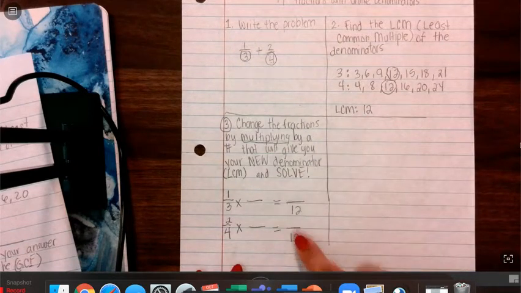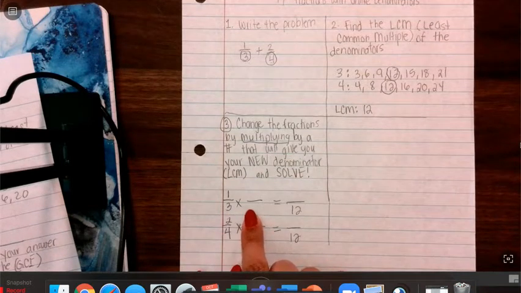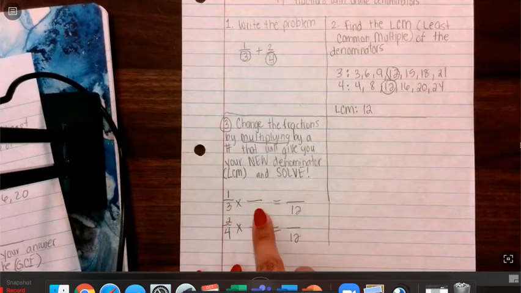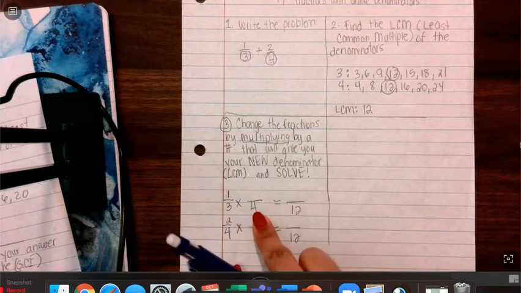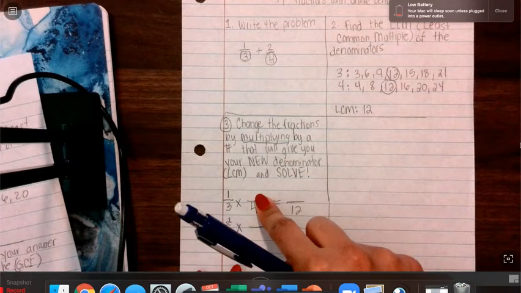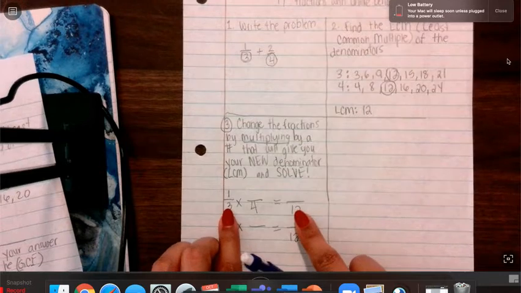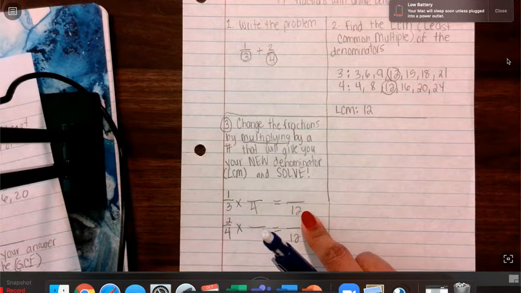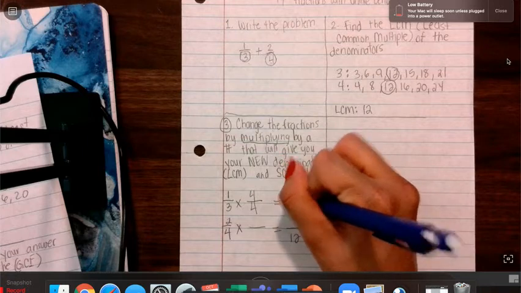So what can I multiply 3 times by? 3 times what will get you 12? 3 times 4 will equal 12. And whatever I do to the bottom, I must do to the top, so that way I have equivalent fractions. This means that 1/3 and whatever fraction we get here will be equivalent or equal. 1 times 4, 4. So now I have 4/12. We have our new fraction. 1/3 is now 4/12.